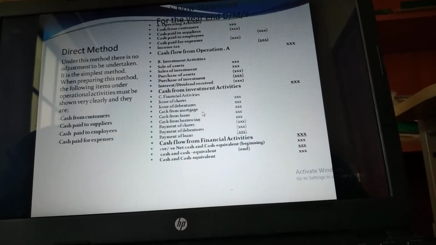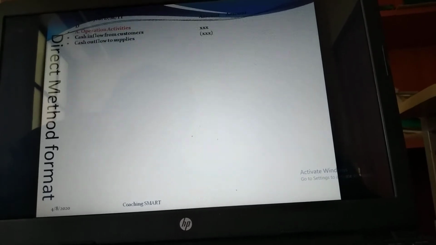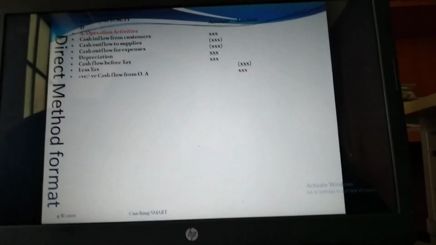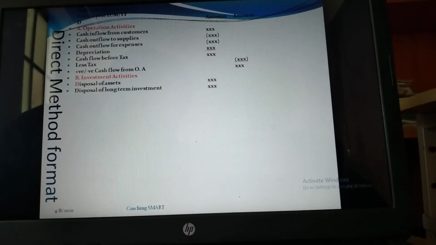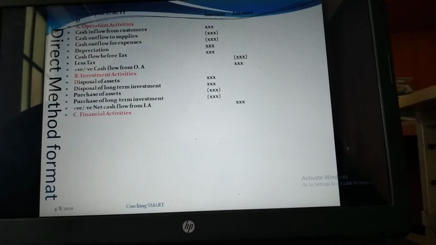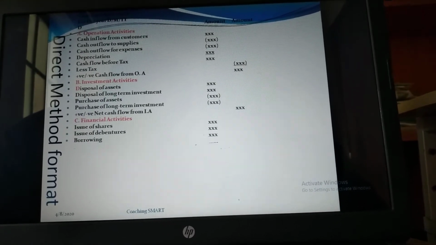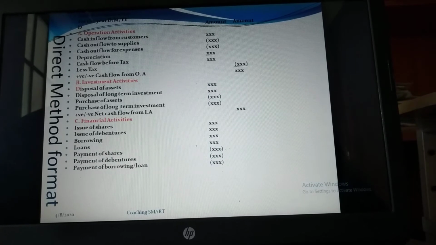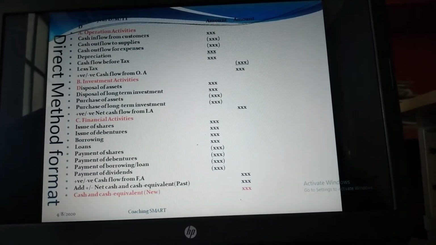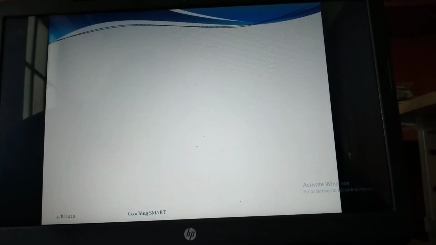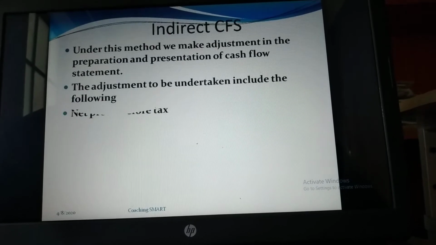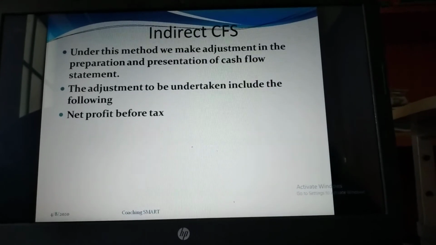Now, this is the format of the cash flow statement. In a clear mode, you can have that. This is a sample or the format of the cash flow statement, which is clear, which you can get in full form. Now, we go to the indirect cash flow statement.